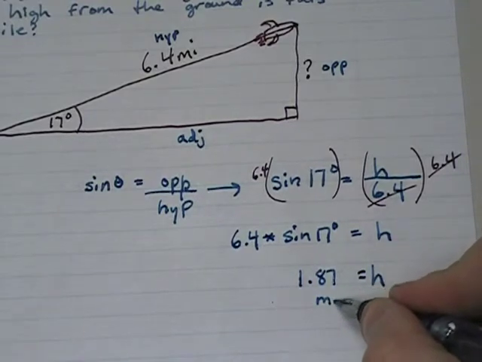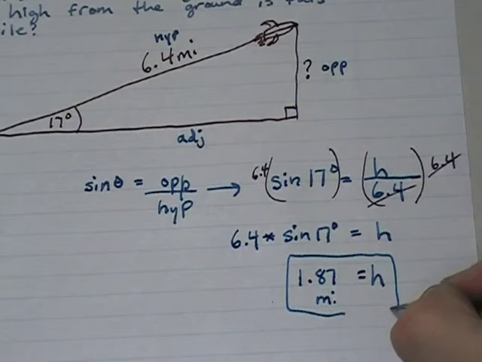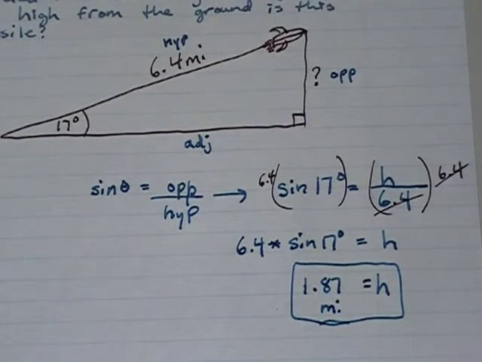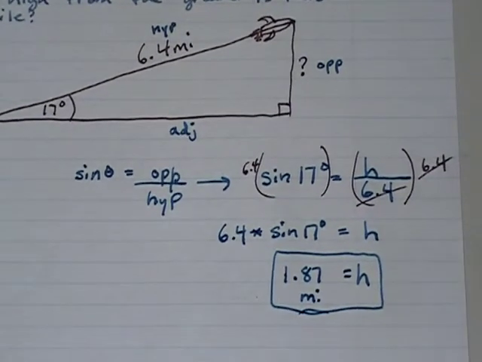1.87 miles. 1.87 miles. Okay? So this missile would be basically 1.87 miles off the ground if it followed a right triangular path.